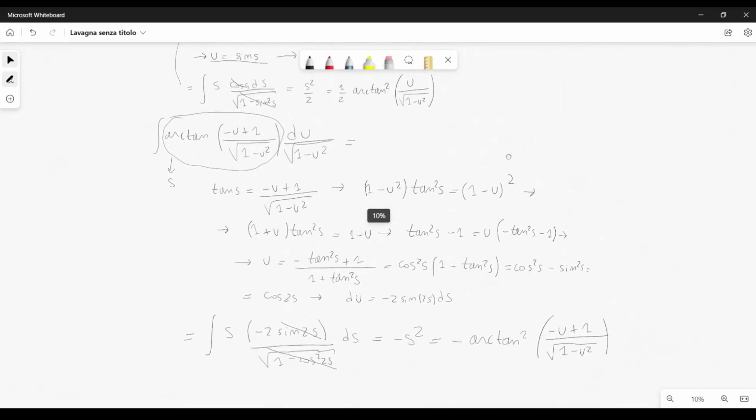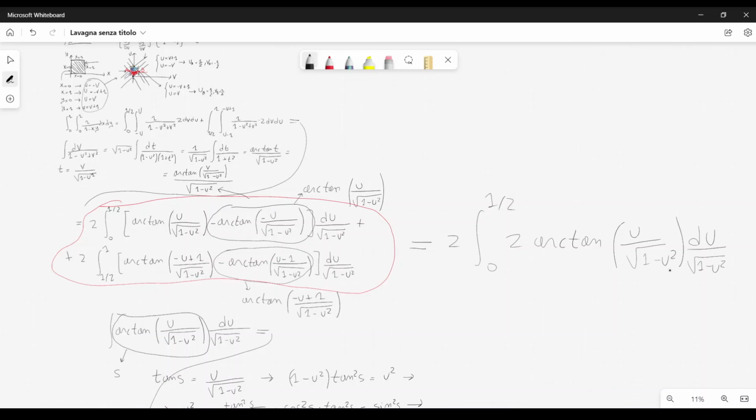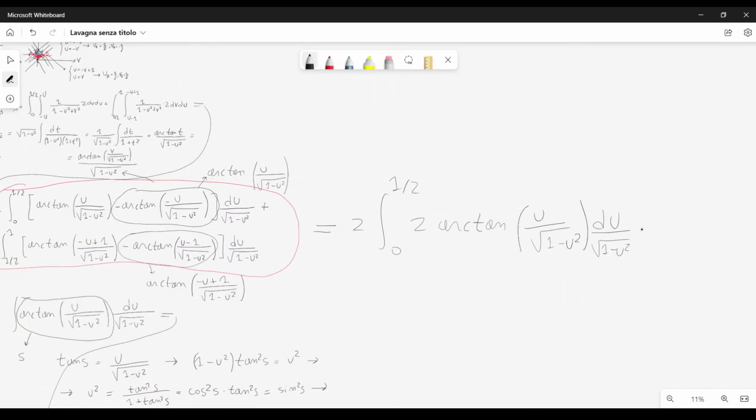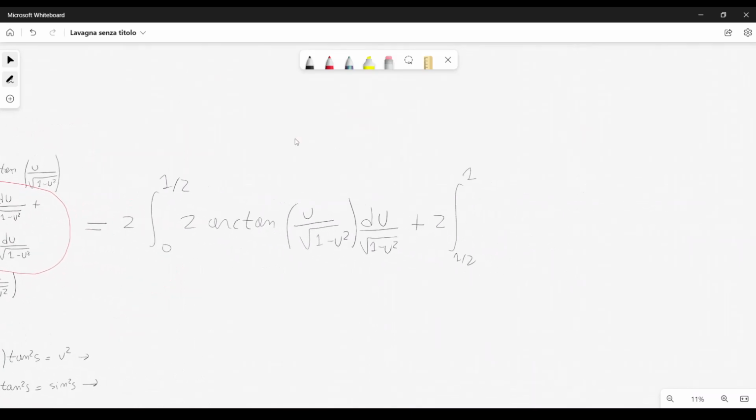And finally, now we can write down the result, because this term here will become, let me do it here beside, 2 times the integral from 0 to 1/2 of 2 times the arc tangent of u over the square root of 1 minus u squared, du over the square root of 1 minus u squared, and then we have plus 2 times the integral from 1/2 to 1 of 2 times the arctangent of minus u plus 1 over the square root of 1 minus u squared, du over the square root of 1 minus u squared.